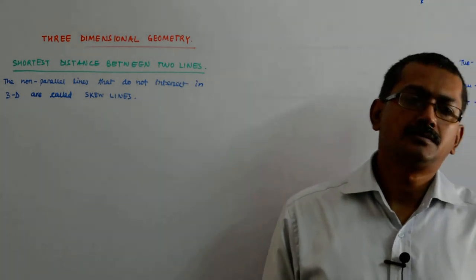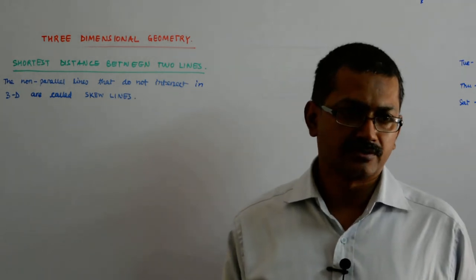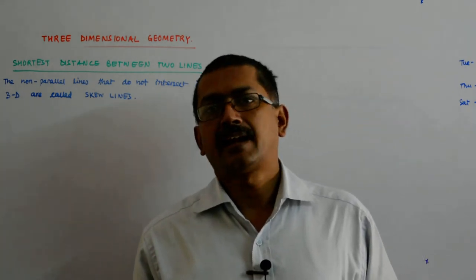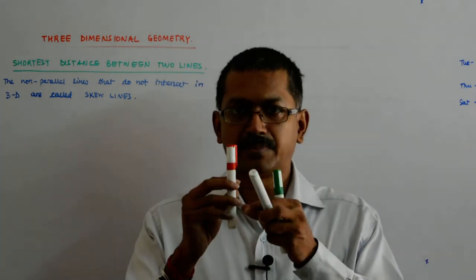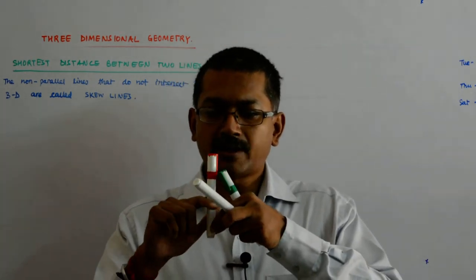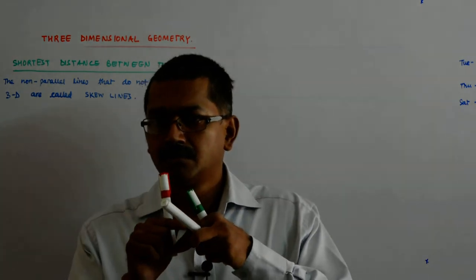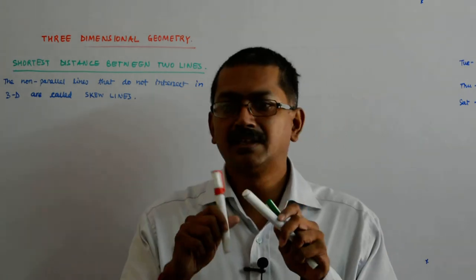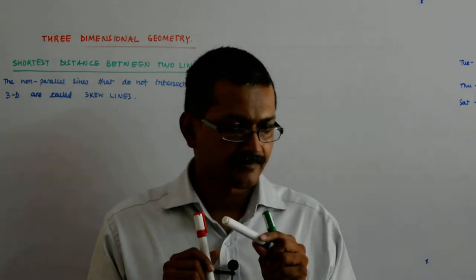Now I have to find the shortest distance between these two skew lines, okay? Shortest distance. Now you'll understand one thing. Whenever we talk about the shortest distance, the shortest distance will be in that direction which is perpendicular to both the vectors, both the lines. Shortest is defined like that, okay?